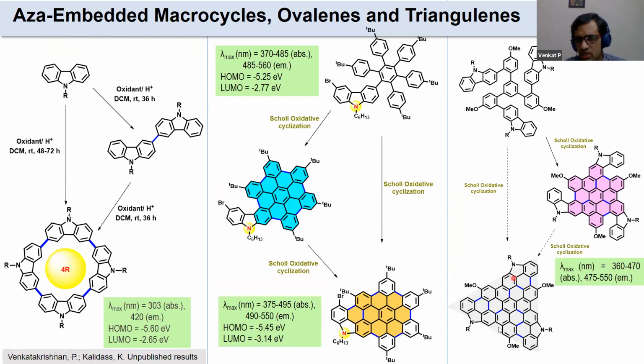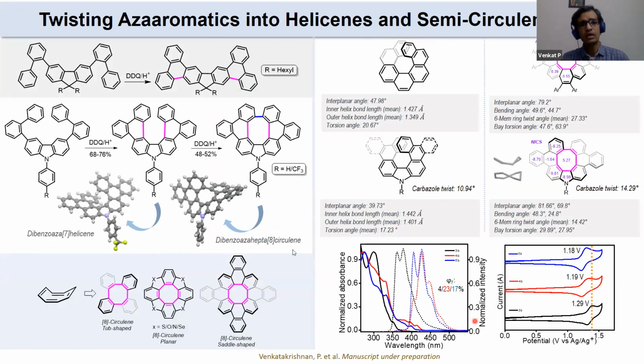Similarly, we have also constructed triangulenes resulting from the simple carbazole unit based on the understanding that we had developed earlier. One of the positions of the carbazole is often blocked in order to minimize the side reactions. That's the only objective. And once you do that, you are able to get very well defined graphenic structures in appreciable yields. Now, although earlier examples were completely planar compounds, right?